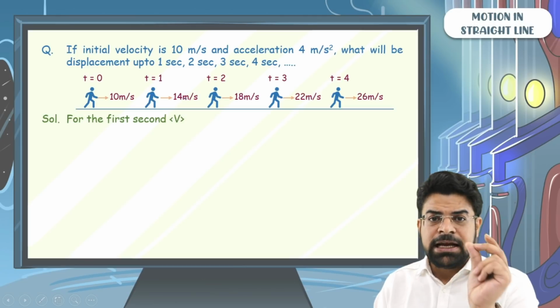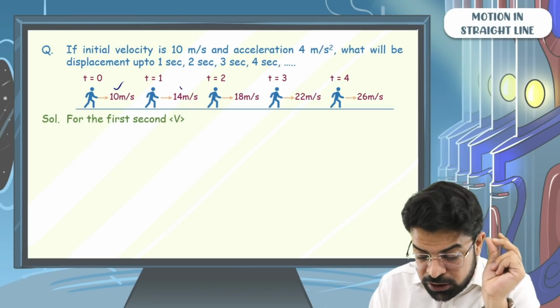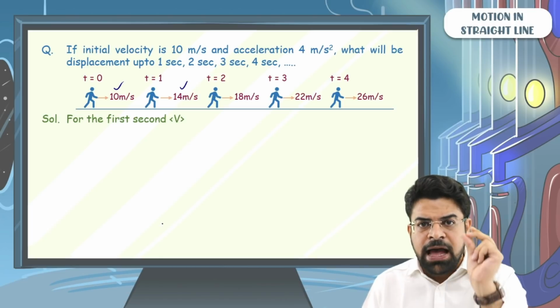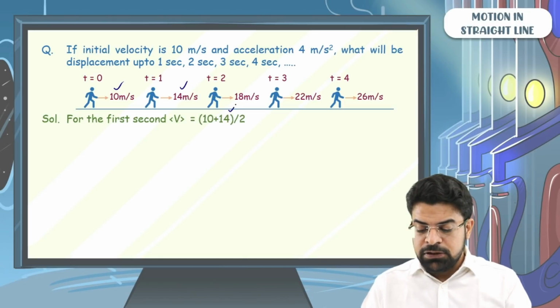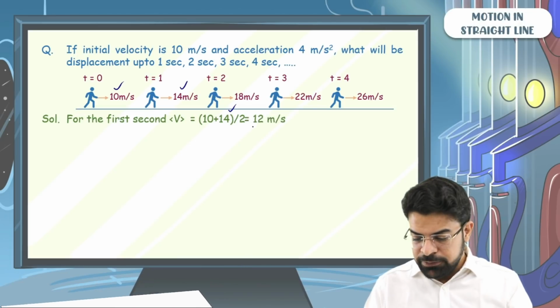For the first second time frame, you shouldn't take the velocity to be 10, you shouldn't take the velocity to be 14. For the first second time frame, the average velocity will be 10 plus 14 by 2. 10 plus 14 by 2 becomes 24 by 2, that is 12 meter per second.